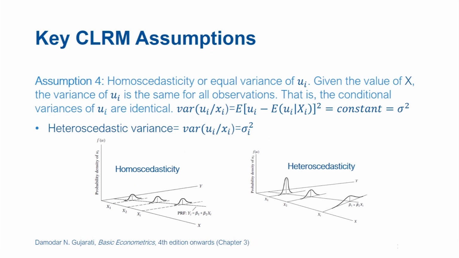The next assumption, number 4, is homoscedasticity, or equal variance of these error terms. Like we said earlier, for a given value of x, the variance of mu i is the same for all the xi's. That is, the conditional variances of mu i are identical. That is, the expected value of mu i minus the expected value of mu i given xi, raised to the power 2, is constant and equal to sigma square. If they are not constant, that means they are varying with xi's.